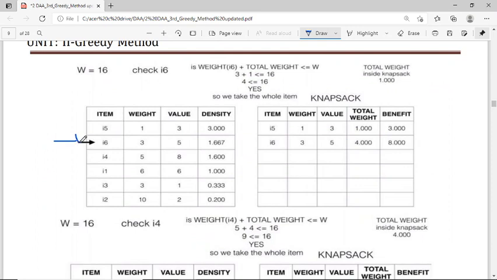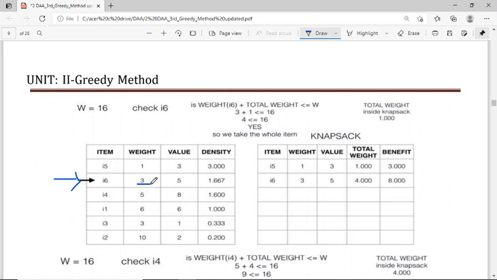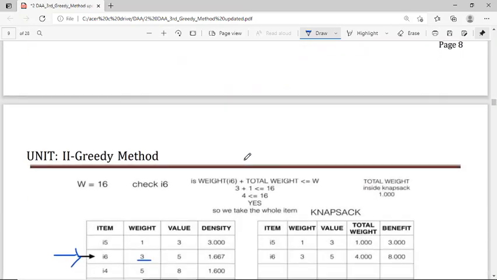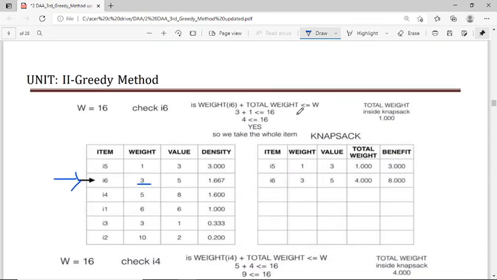In the next table, weight 16, check I6. What is the weight of I6? It is 3. And what is the total weight? What we got previously is 1. So total weight 1, is it less than or equal to W, that is 16? 4 less than or equal to 16? Yes, true.